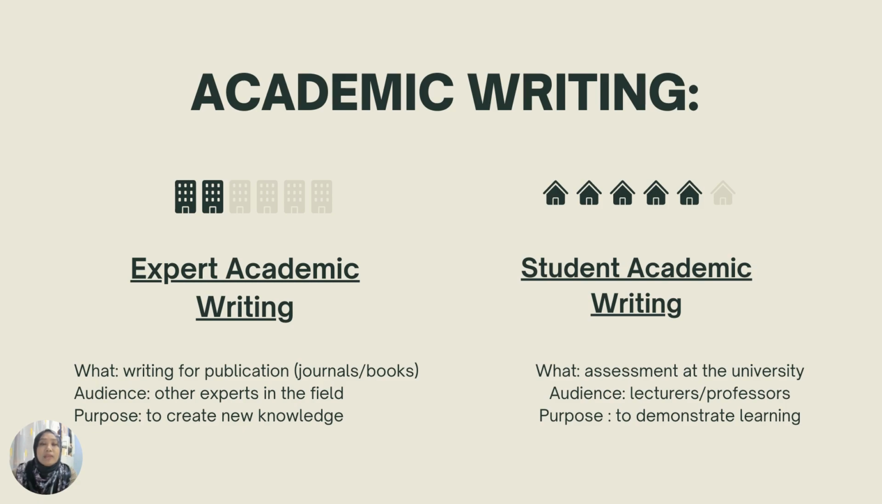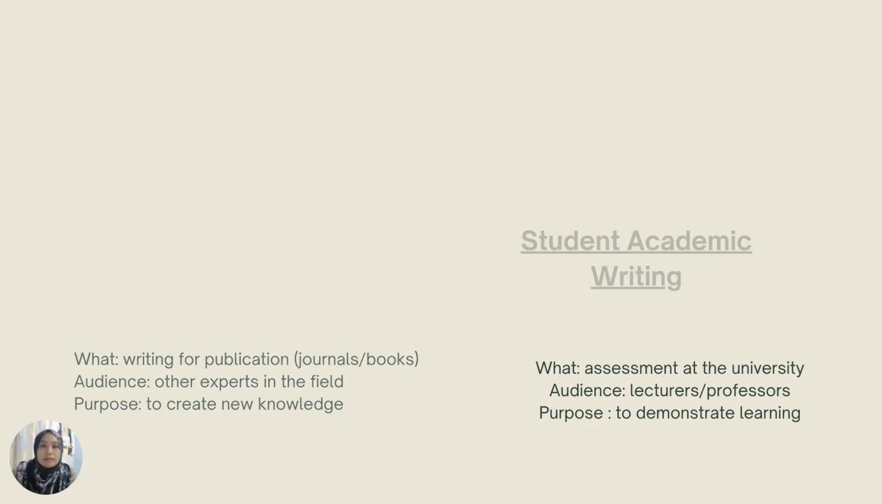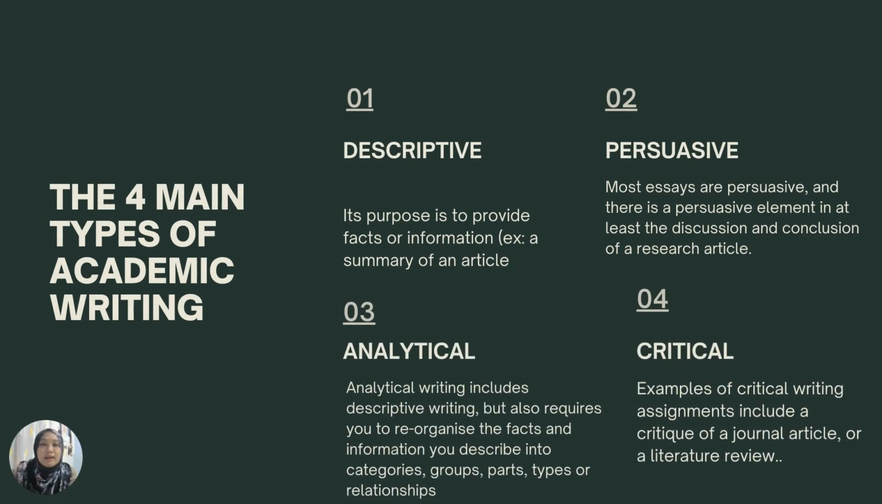It is a little bit different with expert academic writing, whereby those who are writing for this one are writing for publications, and they are going to submit this for journals or books. Next one, here are the four main types of academic writing. The first one is descriptive writing, which is the most common one for academic writing. Then you have persuasive writing, so you can read the descriptions over here. You have analytical, and another one, critical writing.